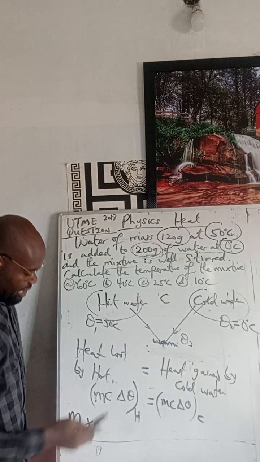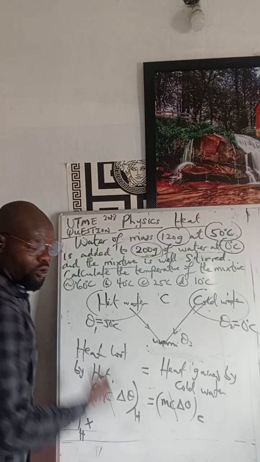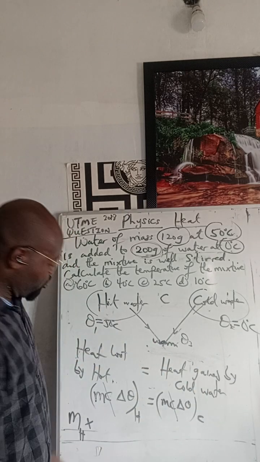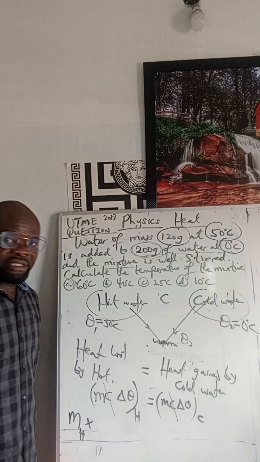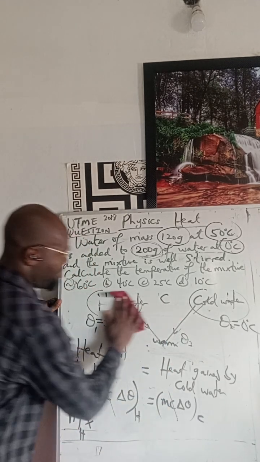So what's going to happen? Then c for hot water, we cancel c for cold water, since they are both water, either hot or cold, they have the same specific heat capacity. So you cancel the c here. So let me write the formula out now.